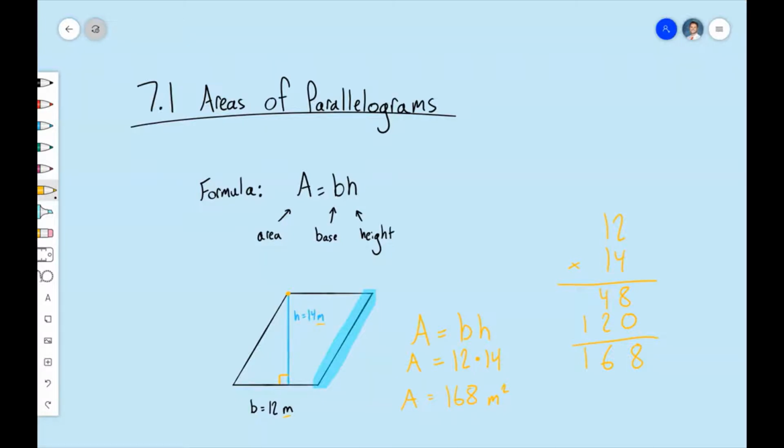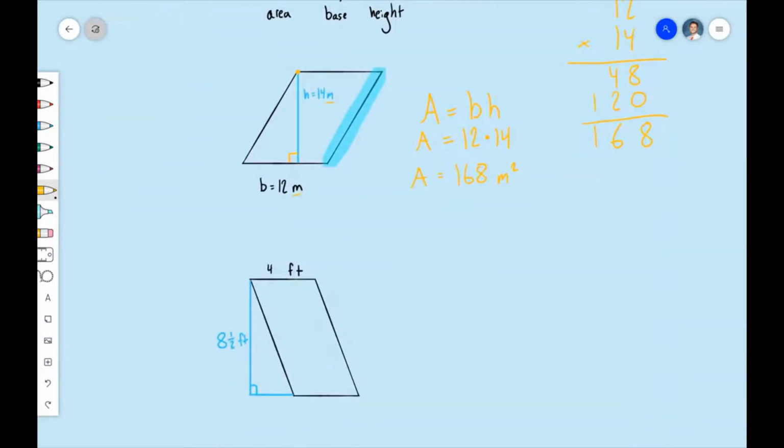So let's look at another example. Once again, we're given one of our sides, so that would be our base, which is 4 feet. And once again, at a 90-degree angle to our base, we're given the height, which is 8.5 feet. So our area is equal to the base, 4, times the height, 8.5, and we can solve for the area. So we have 4 times 8.5.